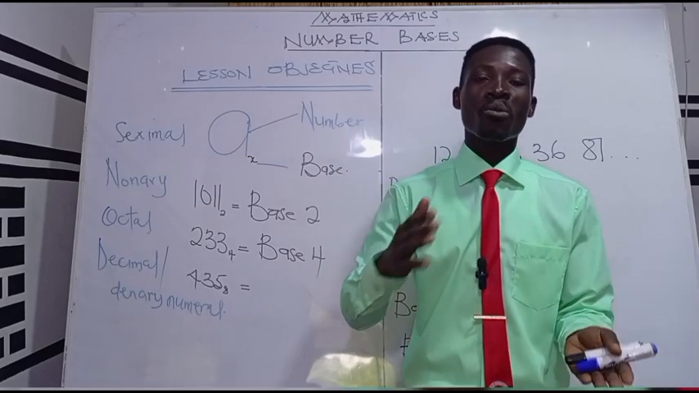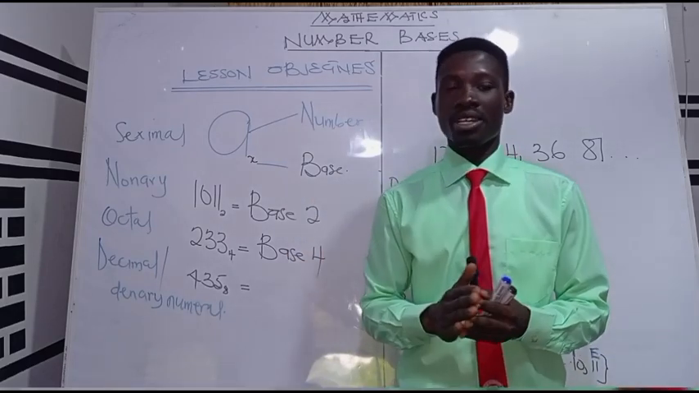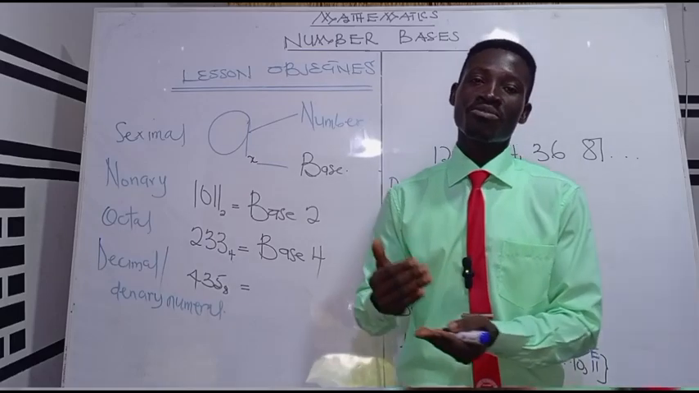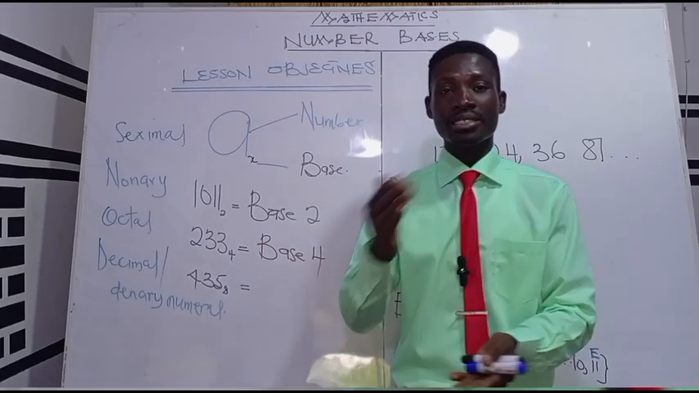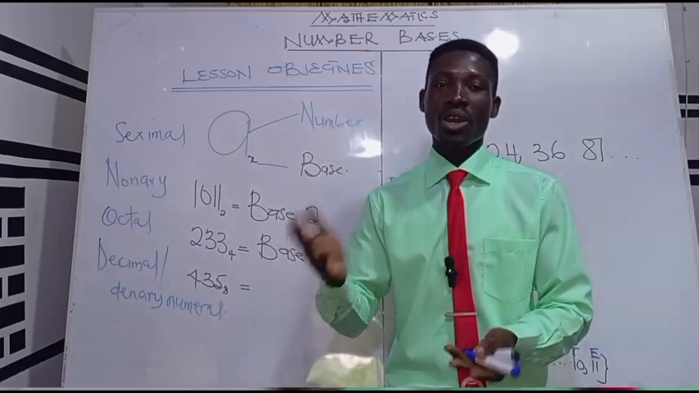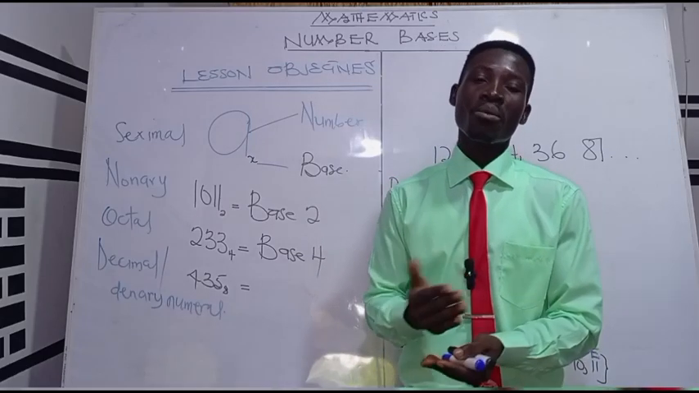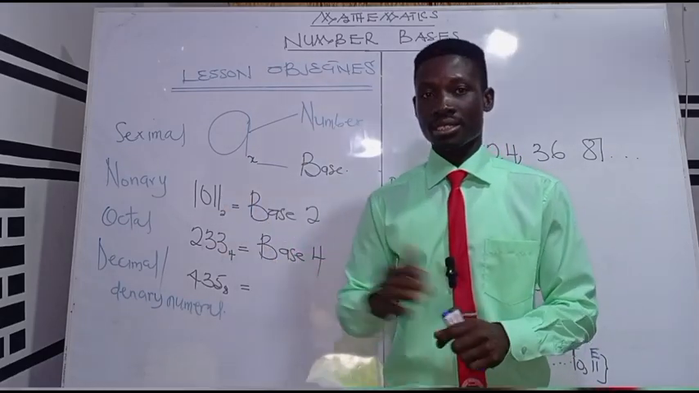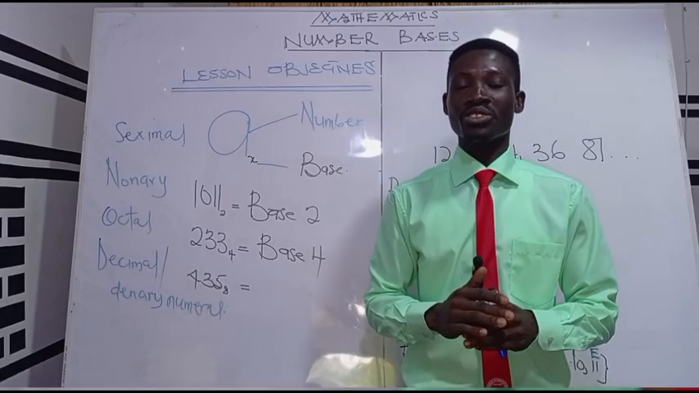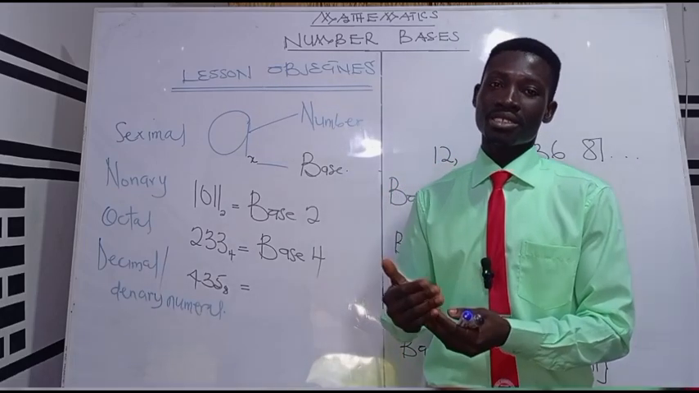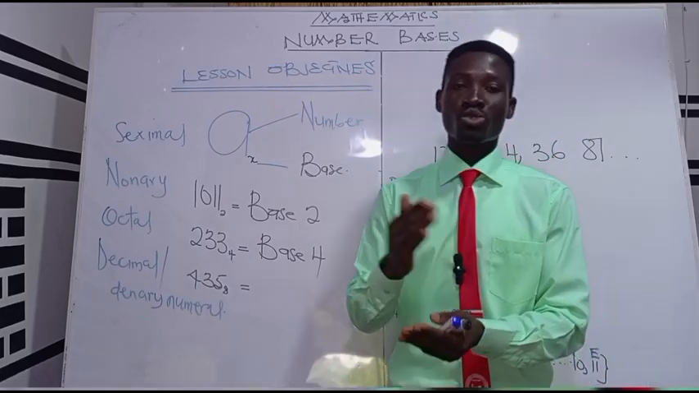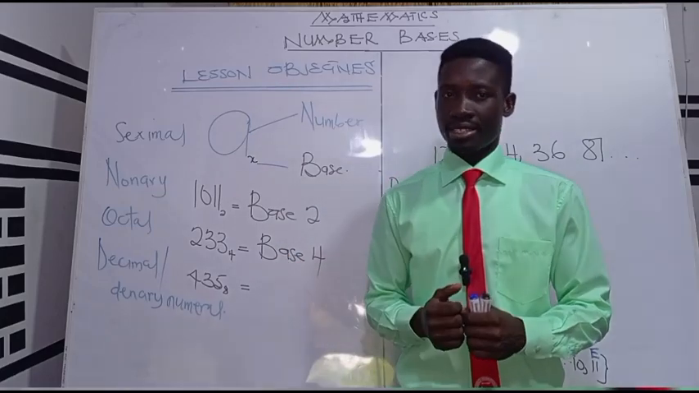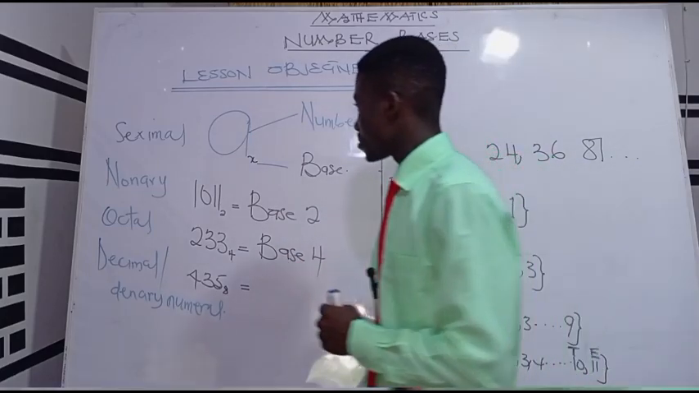Now that we understand number bases now, we are going to learn how to convert these number bases from one base to the other. We are going to learn how to convert from base 2 to base 10 and vice versa. We are also going to learn how to convert from base 10 to other bases. This is what we are going to do. So let's start from converting from base 2 to base 10. Is that clear? Good.